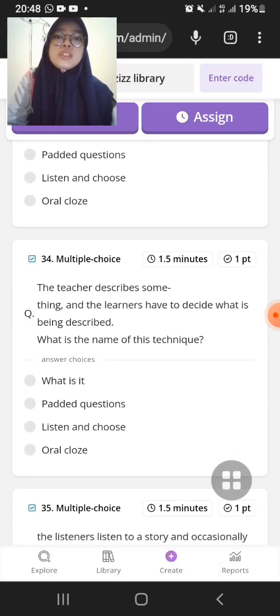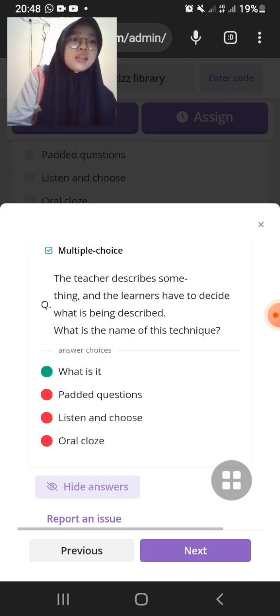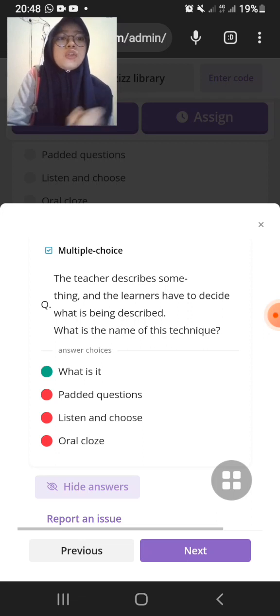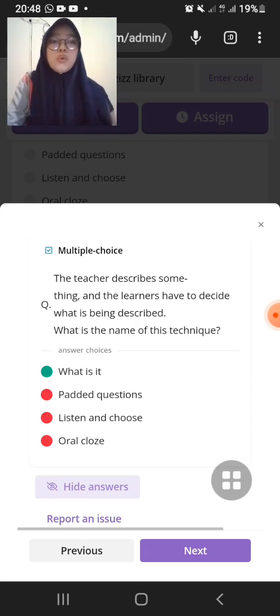Question number 34. The teacher describes something, and the learners have to decide what is being described. What is the name of this technique? The answer is, what is it? This technique has already been described as a way of guiding early listening and speaking. It can also be used to produce large quantities of recorded material for developing the listening skill, and as well is useful as an impromptu technique.